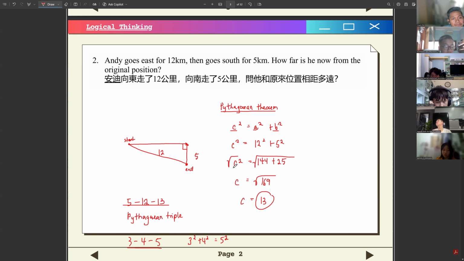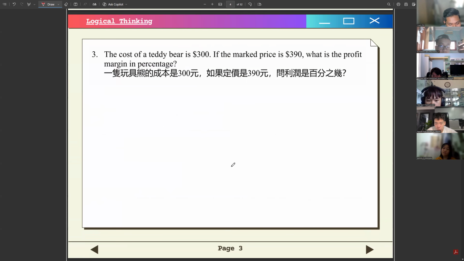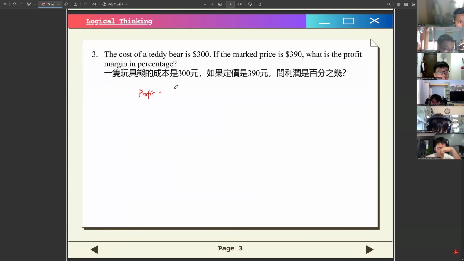Okay, next problem. The cost of a teddy bear is $300. If the market price is $390, what is the profit margin in percentage? So when we're saying profit, it's the difference between how much you sell it for, so that's the market price, minus how much you bought it for, right? So that's the cost.